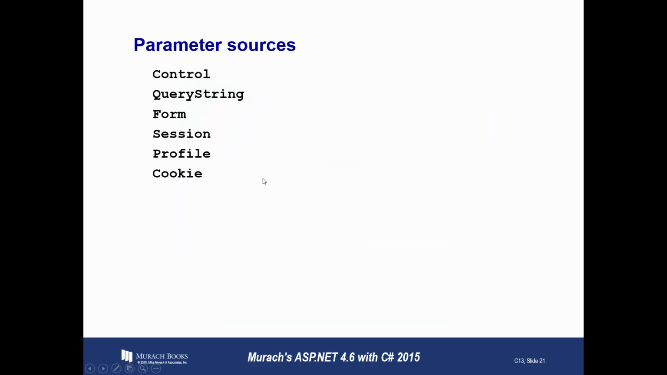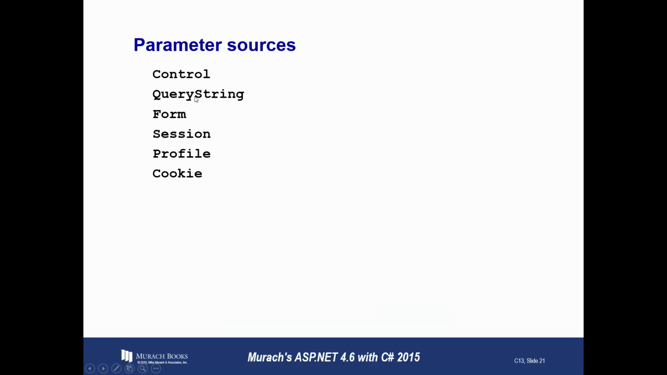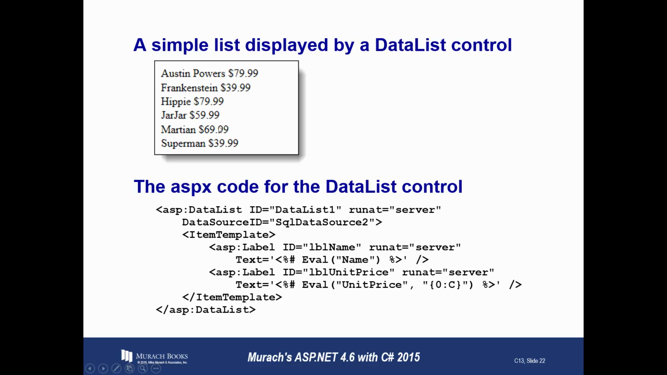These are the different parameter sources. You've got control, which is the parameter's value that comes from a control on the page. That's normally what you're going to choose. Query string, which you can use instead of control. So if you click this drop down, you get control, query string, form, session, profile, and cookie.